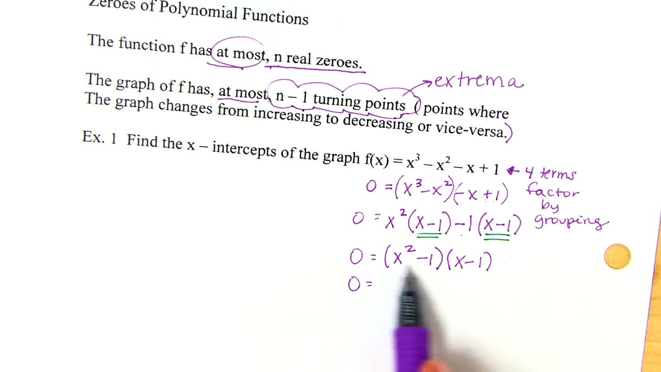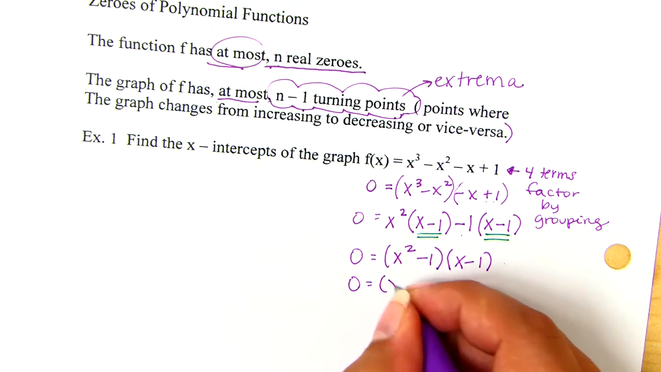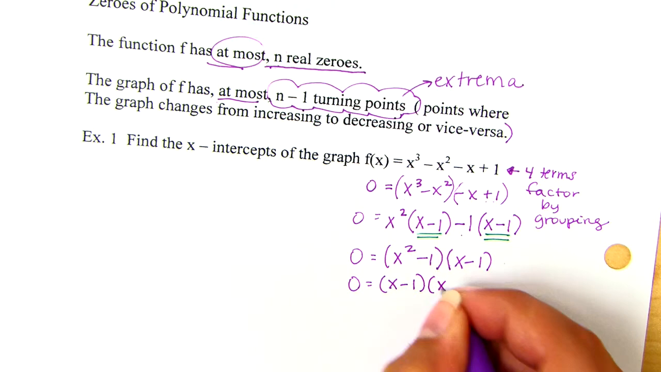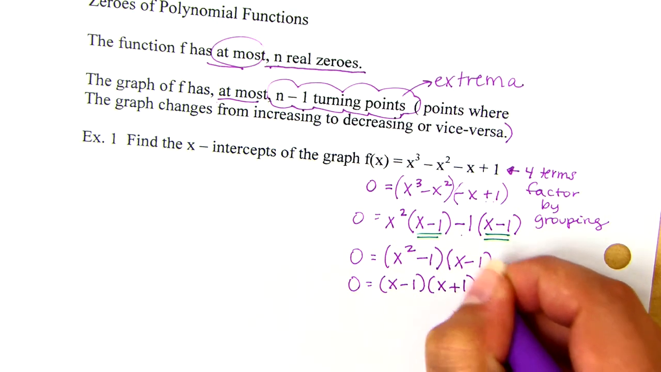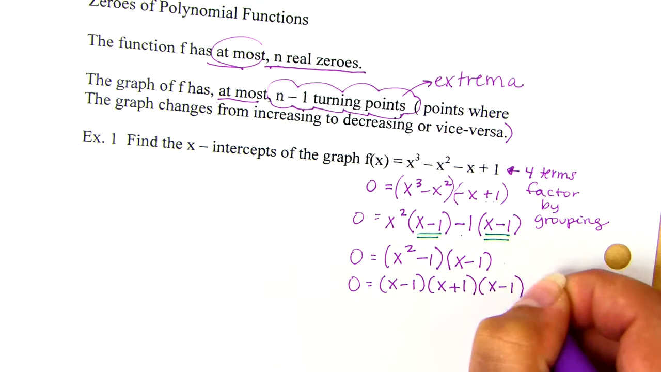Now this can be factored again. I'm going to factor this one more time. This is a difference of squares. So this will factor to x minus 1, x plus 1, and then I have another x minus 1.